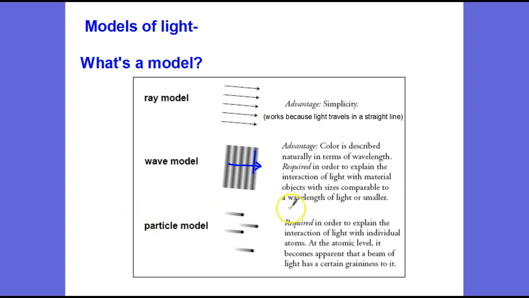The particle model is required to explain some phenomena like the double slit diffraction experiment that we'll talk about at the very end of this presentation. The particles are called photons.